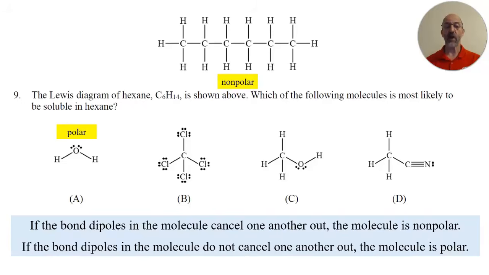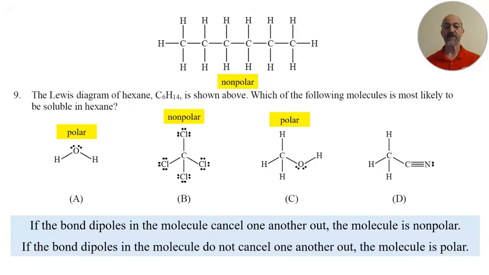So water is polar, but CCl4 in choice B looks very symmetrical, and those bond dipoles do cancel one another out. So I would classify CCl4 based on the symmetry as nonpolar. That makes most likely choice B the correct answer for question 9. Let's go ahead and take a look at the polarity of the molecules in choices C and D. I don't see perfect symmetry for the molecules in choice C or in choice D. So those bond dipoles for the molecules in choices C and D, they will not cancel each other out.